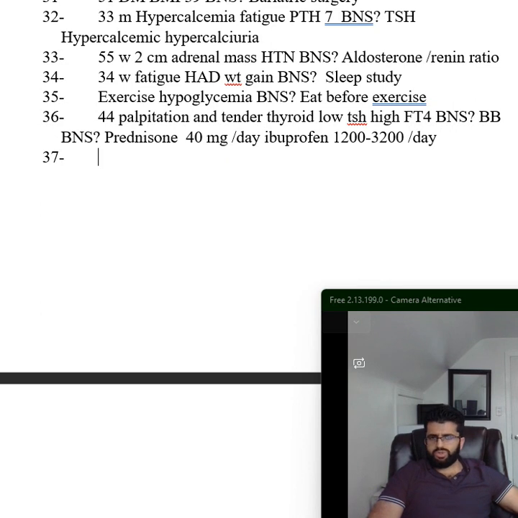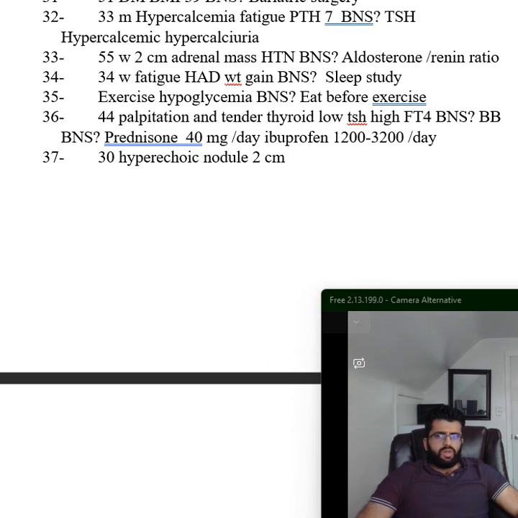Now this thyroid nodule is a very important question. You see a 30-year-old having a hyperechoic nodule, 2 centimeters by 1 by 1.5, and so you do a thyroid workup. You do TSH. TSH is low, 0.12. T4 and T3 are on the higher side. So what would you do for this patient? Low TSH, thyroid nodule. After the ultrasound, what is the best next step?